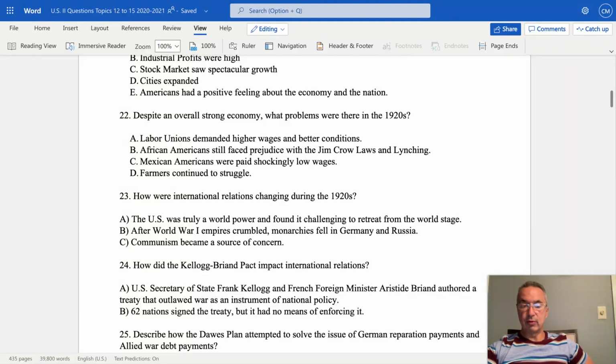62 nations in total signed the treaty, but the big weakness with the treaty is even though they outlawed war on paper, they had no way of physically stopping a war from breaking out.